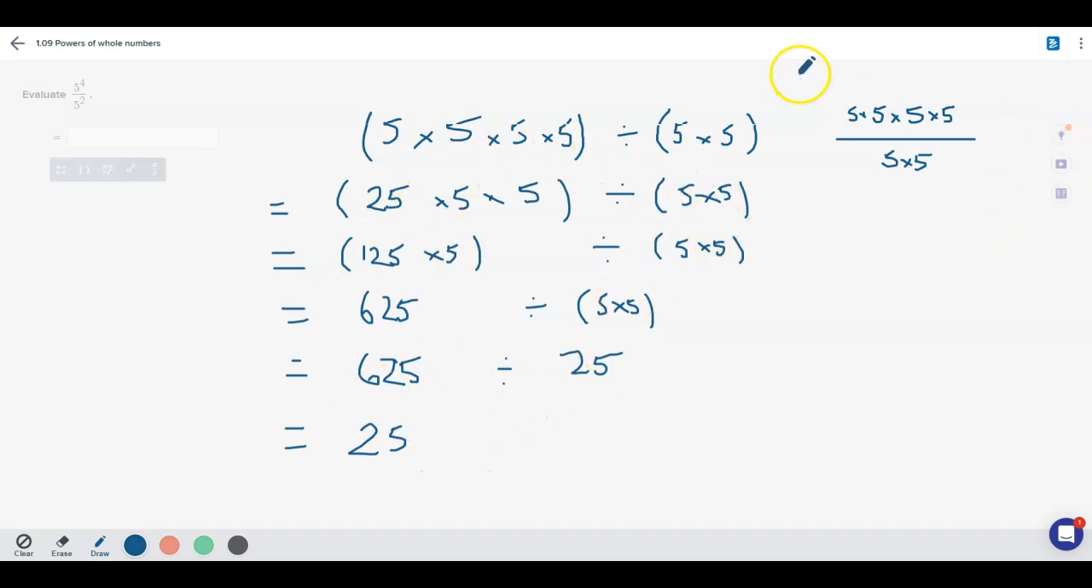Now, if we were to look at this other one over here, we would again work out what this top is, and we would end up with that being equal to 625 at the top. And then we would still end up with the bottom being 25. And of course, we could put that in our calculator and would obviously end up in the same position with a final answer of 25. Okay, so both ways will get you there.